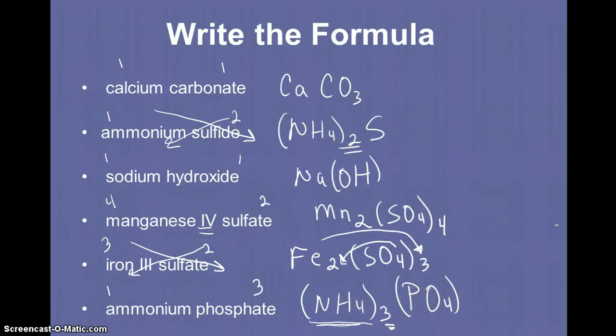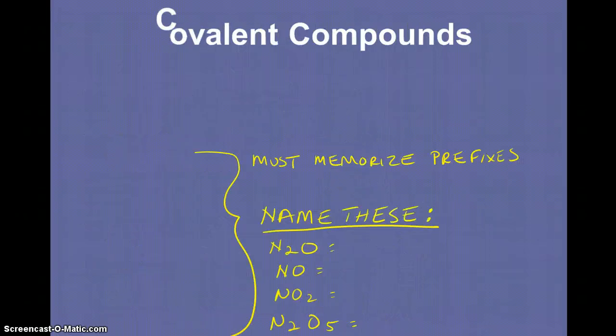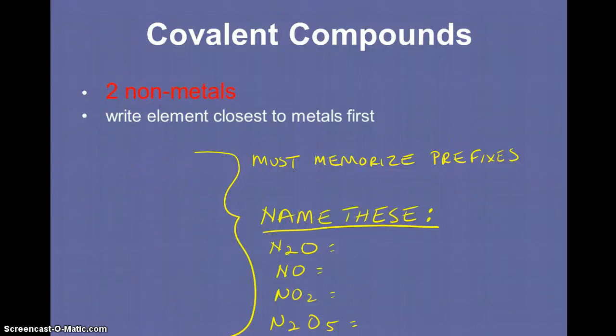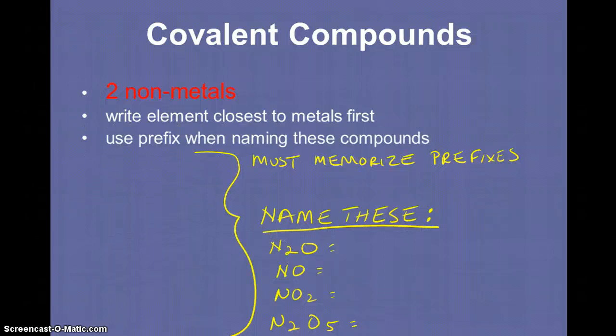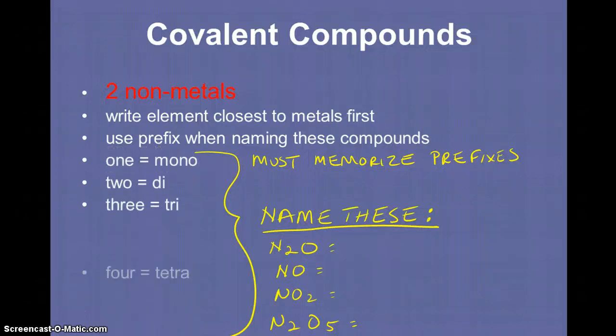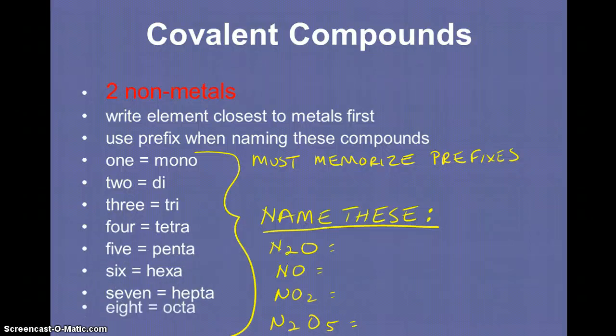Okay? Now that we've introduced polyatomic compounds, both their names and their formulas, I want to move forward and start with covalent compounds. A covalent compound, don't forget, is 2 nonmetals. You always write the element closest to the metals first. You have to use a prefix when naming these compounds. So these are the prefixes you must memorize. I will not be giving these to you. So you have to get used to using these, knowing them, love them, wrap your arms around them, make flashcards, just really, really make sure you know these, okay?